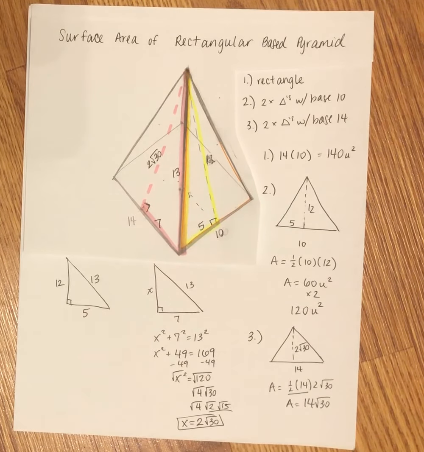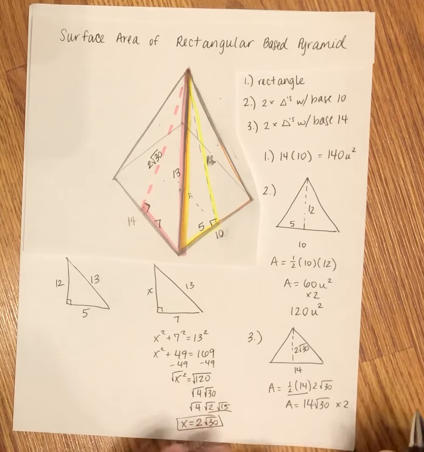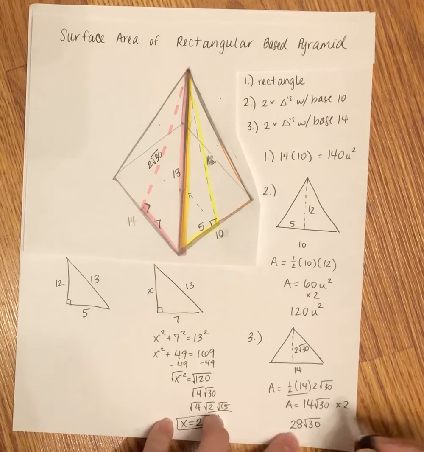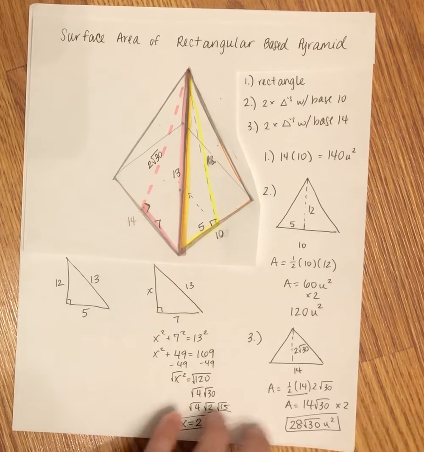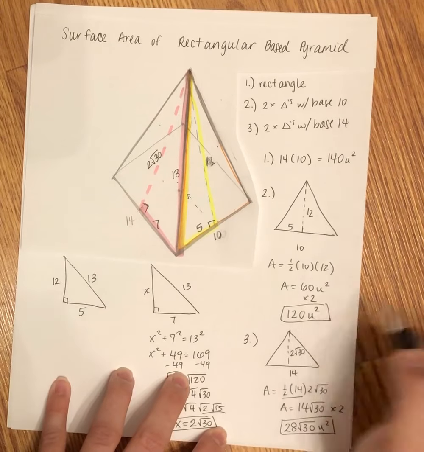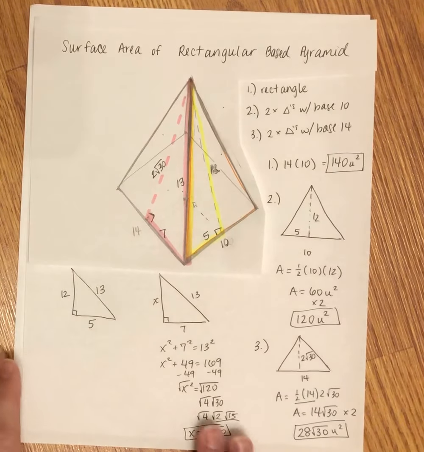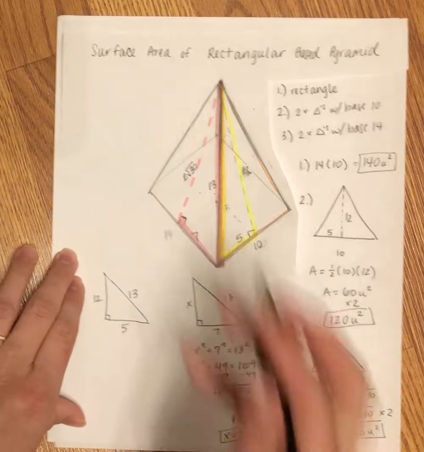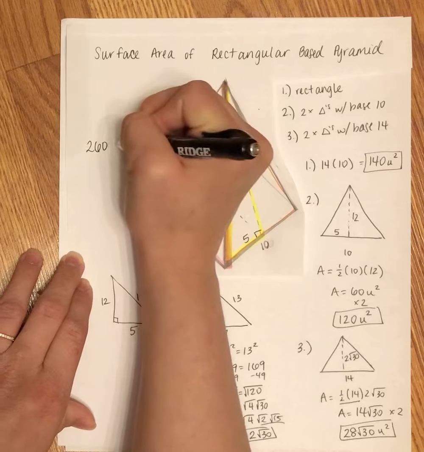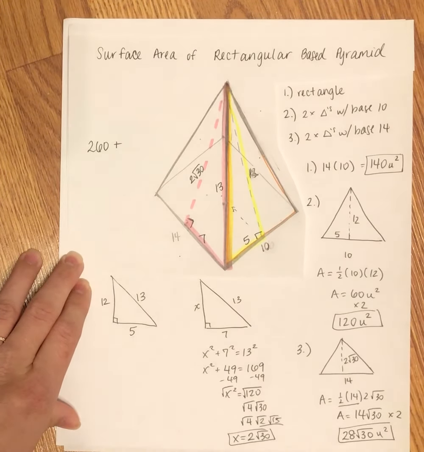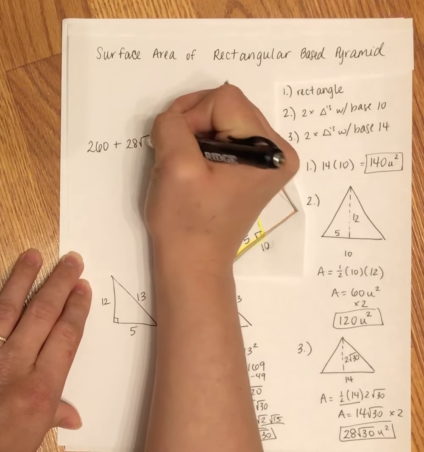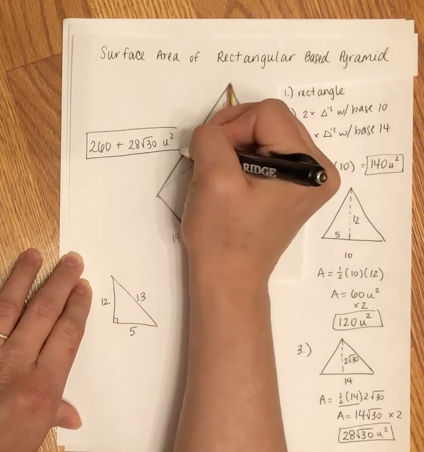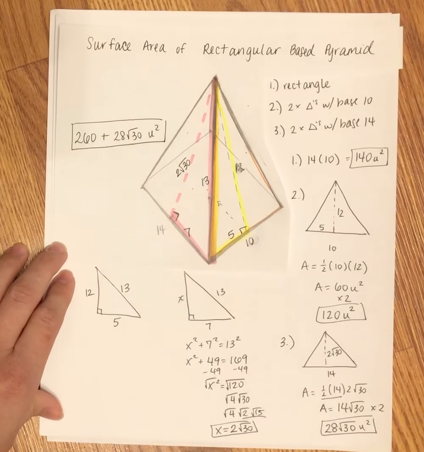But then remember, there's 2 of those. So we want to multiply this by 2 for the 2 triangles. So that'd be 28 square root of 30 units squared. Whew! Okay. I have all of my 6 faces, and so now I can sum them. So I have the 120 plus the 140 is 260, and then plus my radical, which is 28 square root of 30 units squared is the total surface area for this rectangular based pyramid.